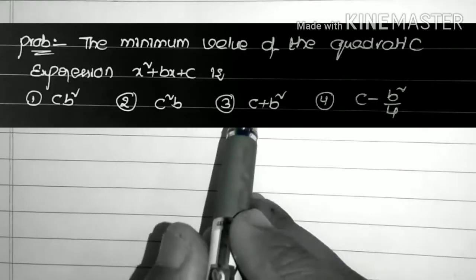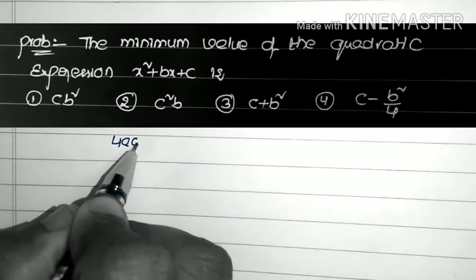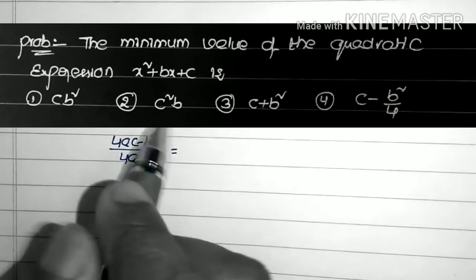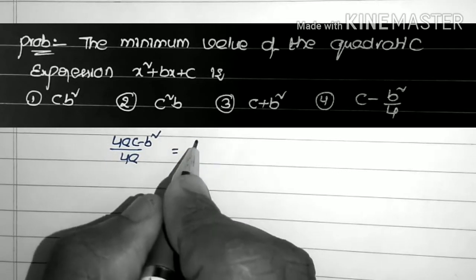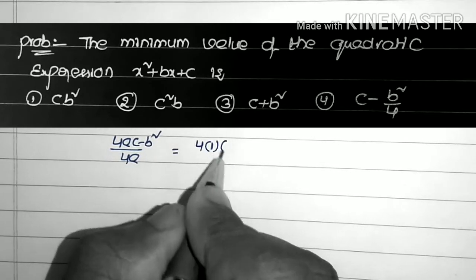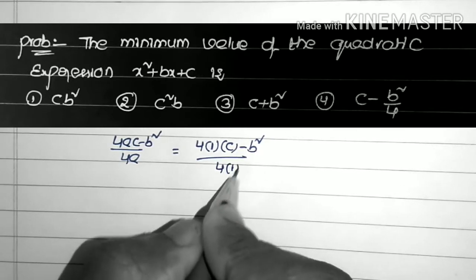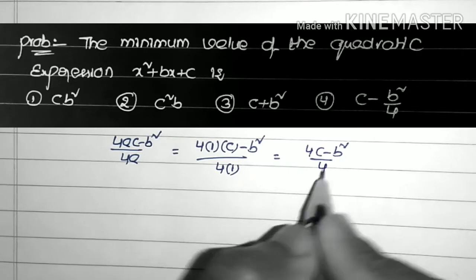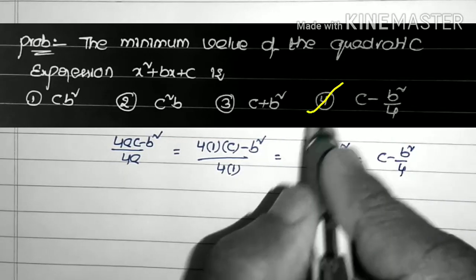The next problem, the minimum value of the quadratic expression. So what is the formula for finding the minimum value? 4ac minus b square by 4a. Now substituting the values, what are a, b, c? a is equal to 1, b is equal to b, c is equal to c. That is 4 into 1 into c minus b square by 4 into 1. So answer is equal to 4c minus b square by 4, and this is equal to c minus b square by 4. That is the last option.